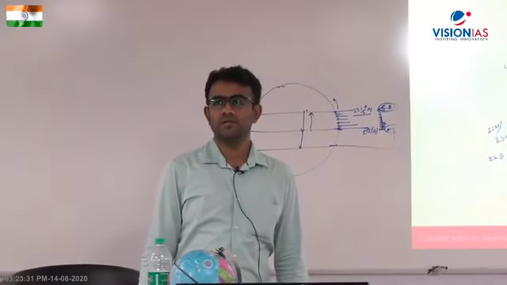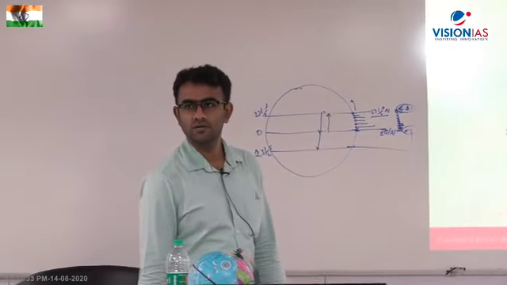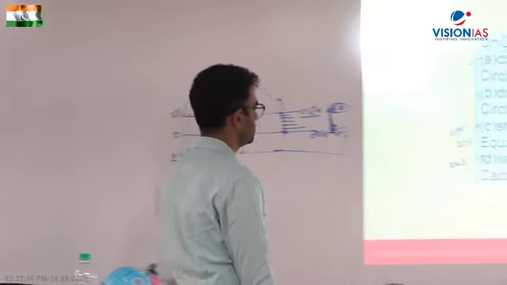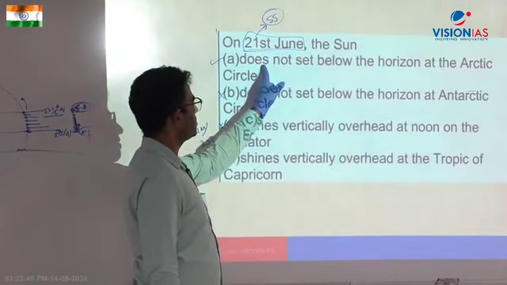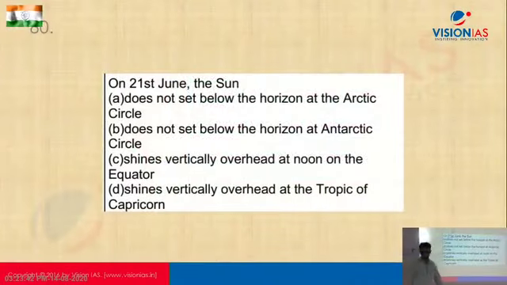So we have a query about this, option A and B, the same question. On 21st of June, the sun does not set below the horizon at the Arctic Circle. What does that mean?